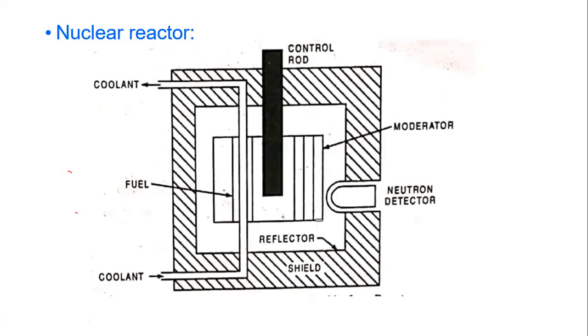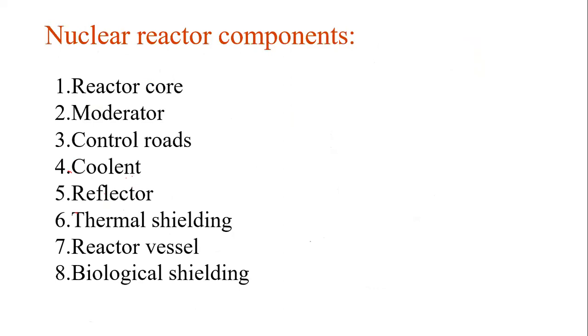These control rods are made with boron or cadmium, which absorbs some of the slow neutrons. This is the usage of the control rods. Next, the fourth one is the coolant.